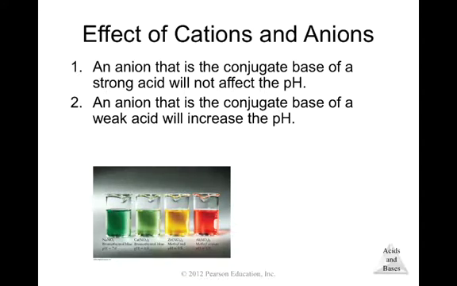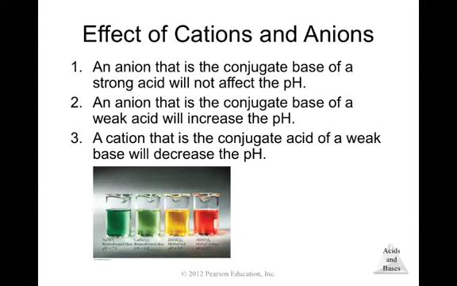An anion that is a conjugate base of a weak acid will increase the pH, right? Because then it's acting as a base, and it's actually a decent base, so it can increase the pH. A cation that is the conjugate acid of a weak base will decrease the pH. Right, so then you're making the cation a positive, so it's likely to be a proton donor, which is going to decrease the pH.